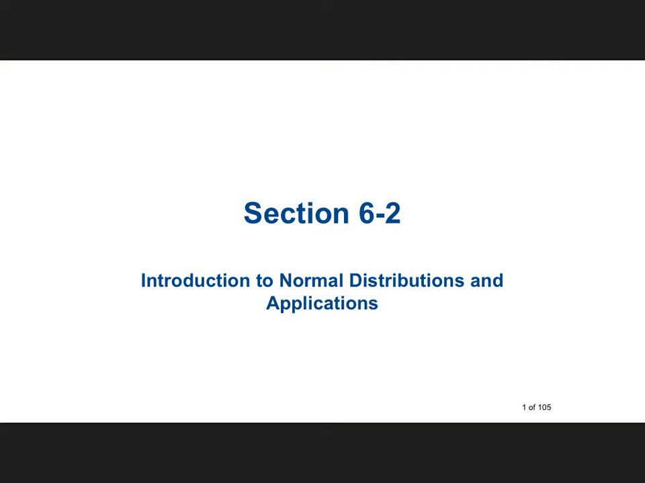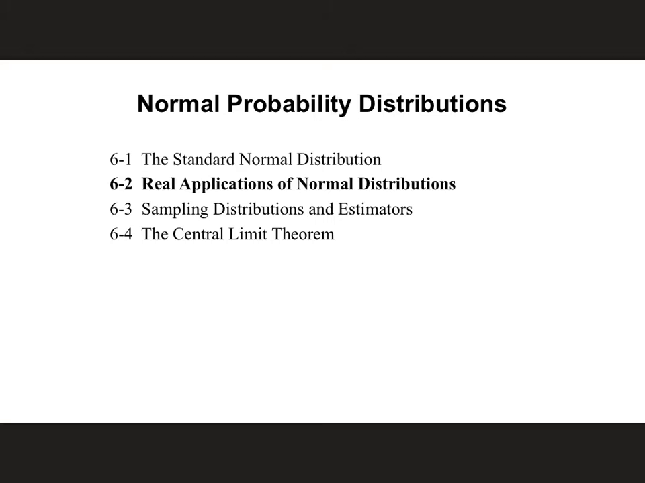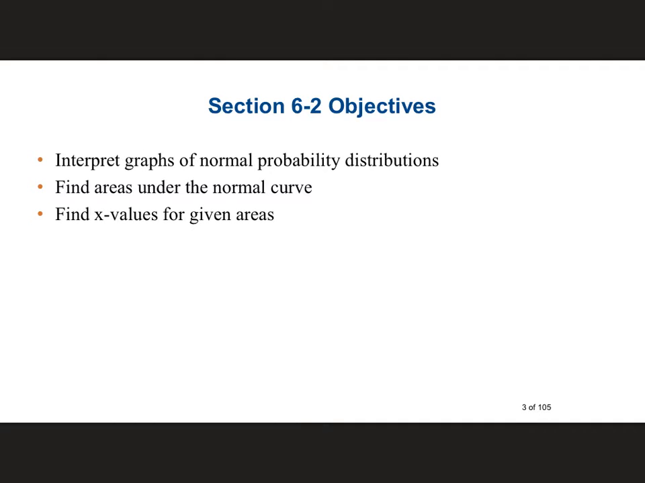For Chapter 6, we're going to be looking at normal distributions. I'm going to cover 6.2 first, and I'm doing this out of order for a reason. It just helps us understand 6.2 and then go to 6.1. So your objectives here are going to be interpret graphs of normal probability distributions, find areas under the normal curve, and find x values for given areas.